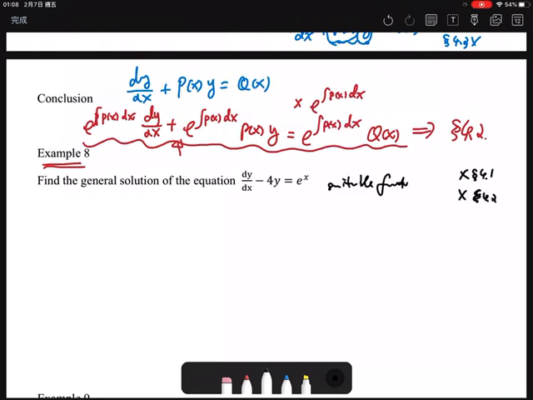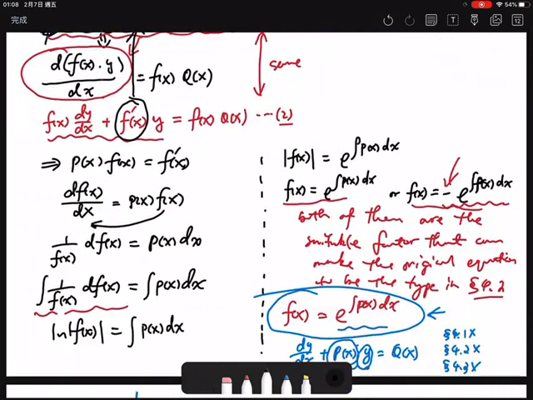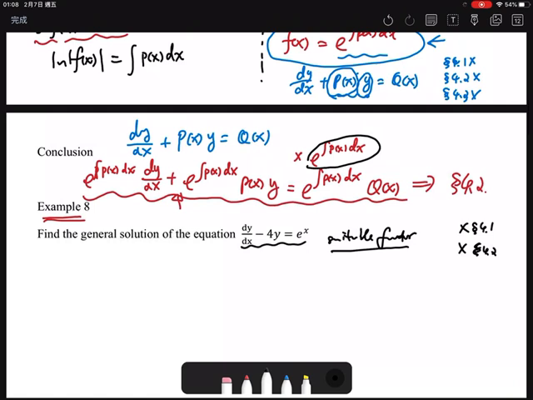A suitable factor. So the suitable factor is called integrating factor, okay? Because you see the factor includes integration. All right, so now we are going to find the suitable factor. So look at this equation, okay? We should check this equation with the general format. The general format is this one.